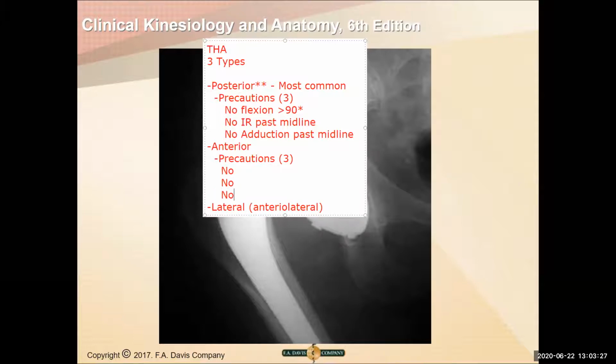Well, anterior is going to be the opposite. So for the anteriors, we're going to have no extension past 0. I tell them 0 degrees, but a lot of times it's 5 degrees by the doctor. If I tell them 0 and they go to 5, I'm okay, right? No external rotation past midline, and then no abduction. And usually it's greater than 30 degrees, because we still have to have a little bit of abduction, but it's going to depend on surgeon.